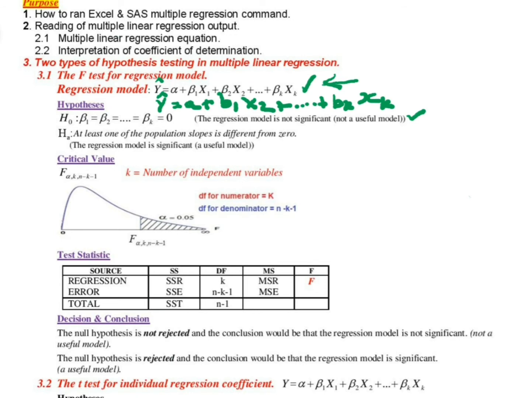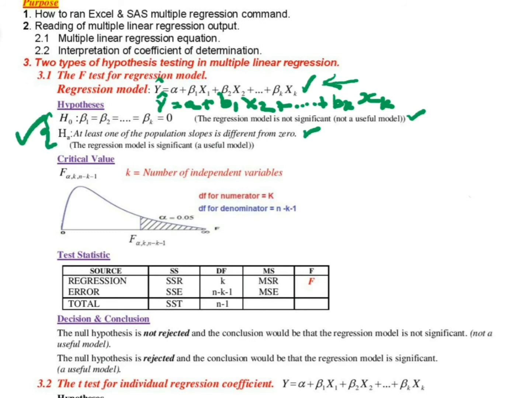Y hat is alpha, therefore useless. The alternative hypothesis: x's not all are 0, some slopes beta 1 to beta k are not 0. If at least one is not 0, then the equation is no more trivial. Keep this. The process is you write H0 and HA like this.